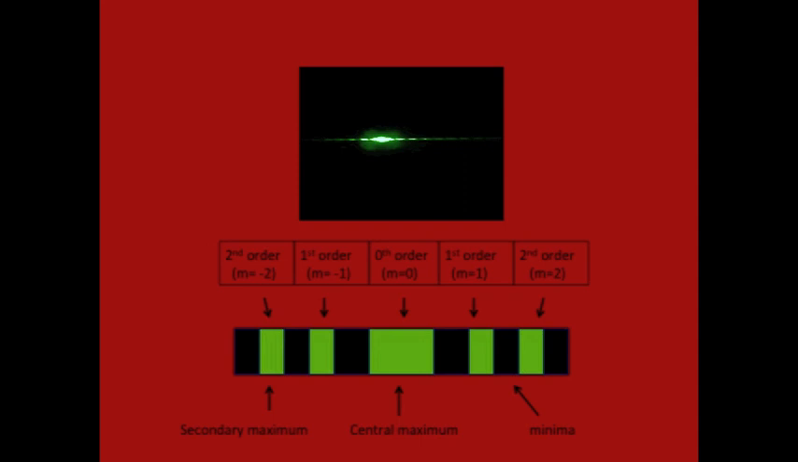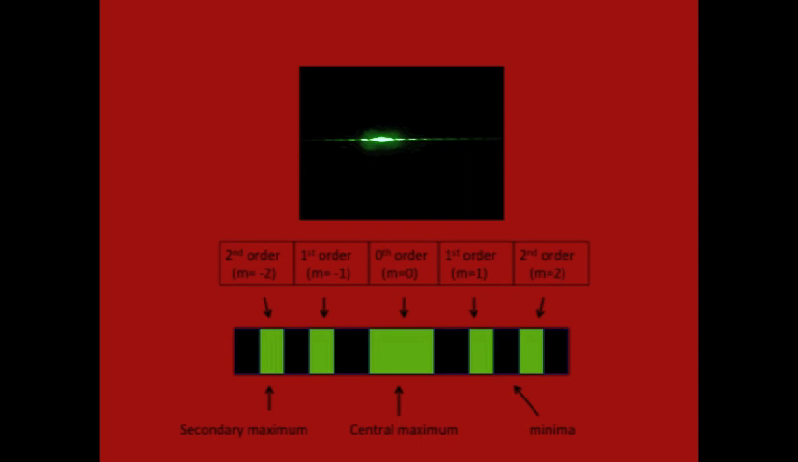As you can see in the mock diagram below of the diffraction pattern, the largest and brightest spot in the diagram is called the central maximum. To the left and right of the central maximum, the bright spots are called the secondary maximum. And finally, the dark spots are called the minimum.